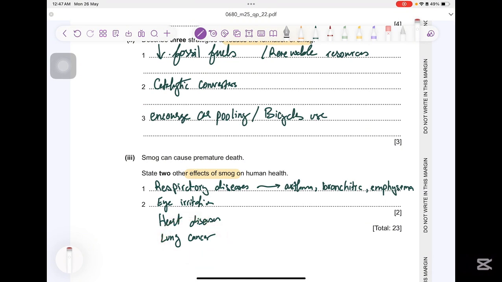Eye irritation. When you see pollutants or even dust particles, they irritate your eyes, right? That's smoke. And smoke has those toxic gases. They're definitely going to irritate the eyes. So respiratory diseases, lung cancer, eye irritation, and heart diseases.